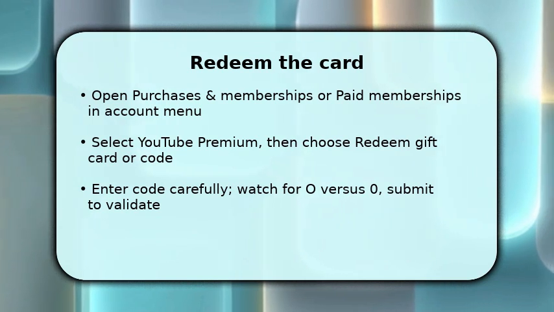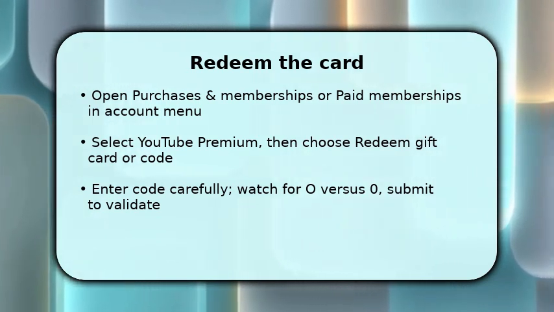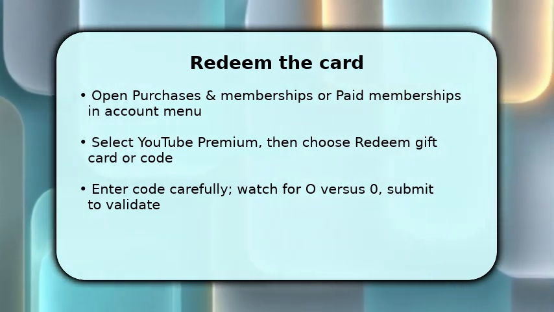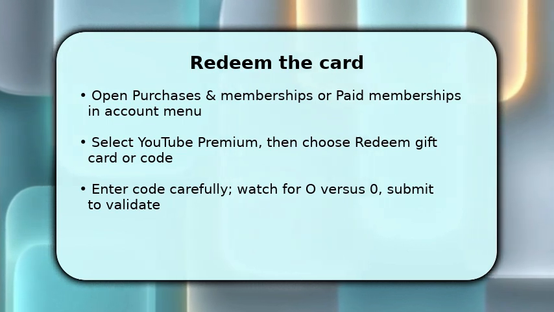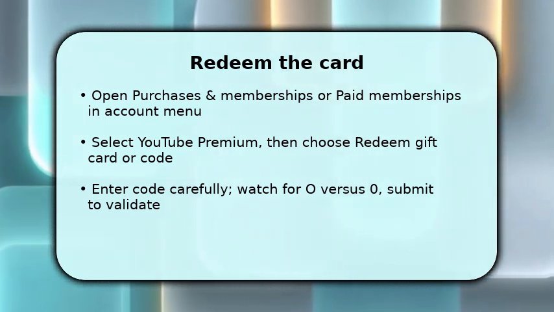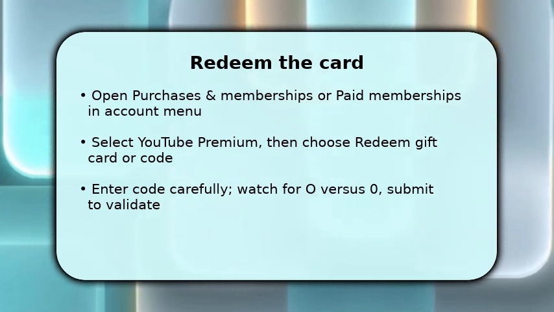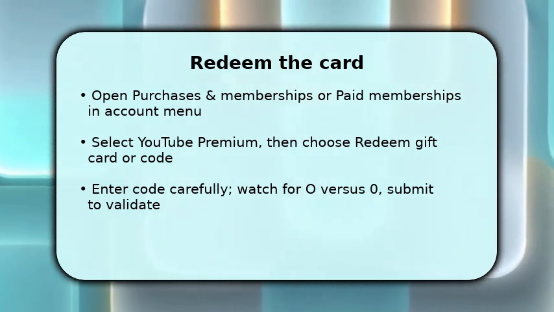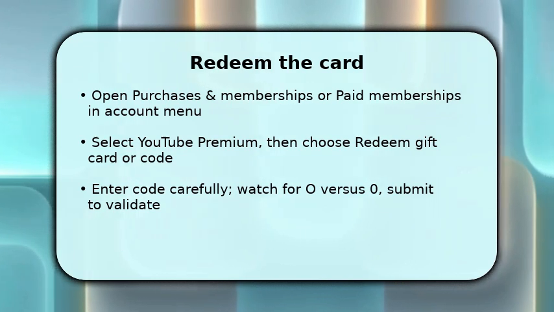Tap it to open the entry field. Carefully type the code exactly as shown. Watch for letter number confusion such as O versus 0 and I versus 1. After entering, press Redeem or Apply. If the code is valid, YouTube will confirm the added time and show when premium begins.